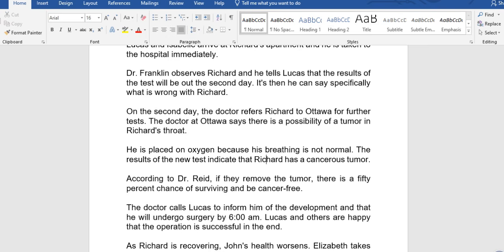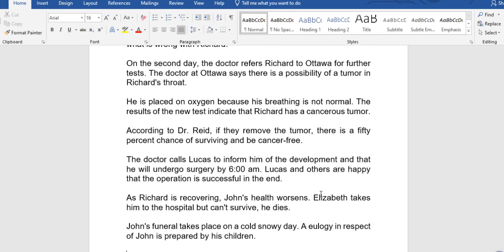According to Dr. Reid, if they remove the tumor, there is a 50% chance of surviving and being cancer-free. That means it's risky. The doctor calls Lucas to inform him of the development and that he will undergo surgery by 6 a.m. Lucas and others are happy that the operation is successful in the end.